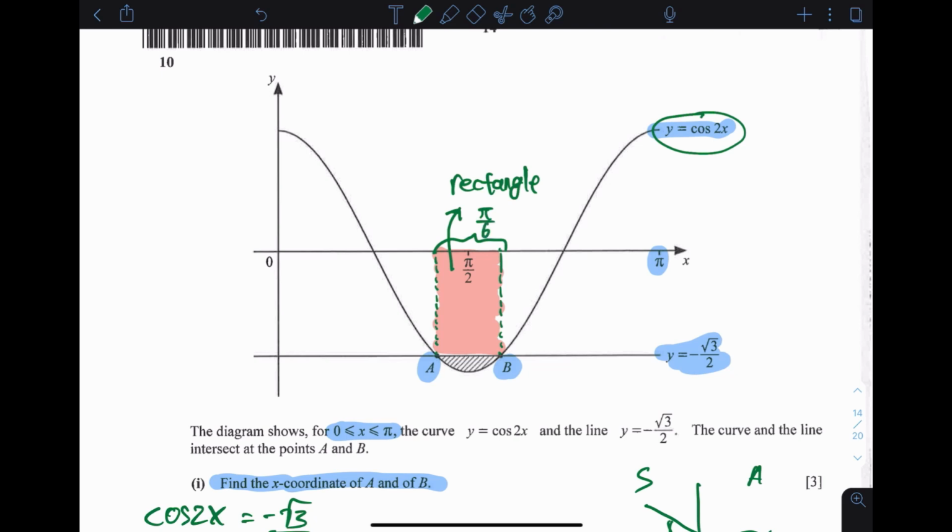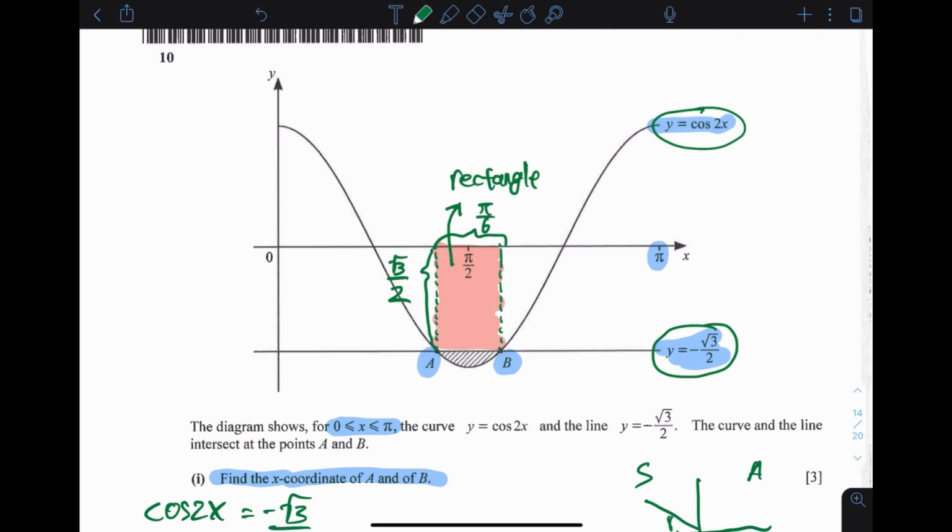Next we also need to find the height of the rectangle. Quite simple, because we know that this is root 3 over 2. Therefore, the height of the rectangle is root 3 over 2. That will be the rectangle area. So the area of the rectangle is root 3 over 2 multiplied by pi over 6, which is root 3 pi divided by 12. Let's keep this for now.